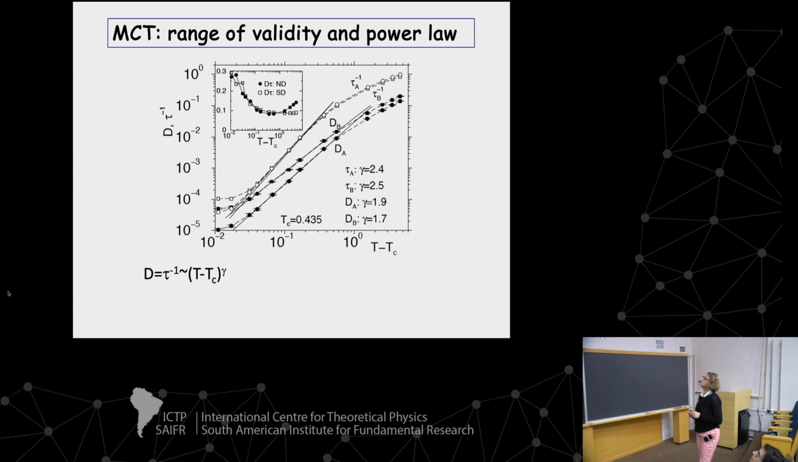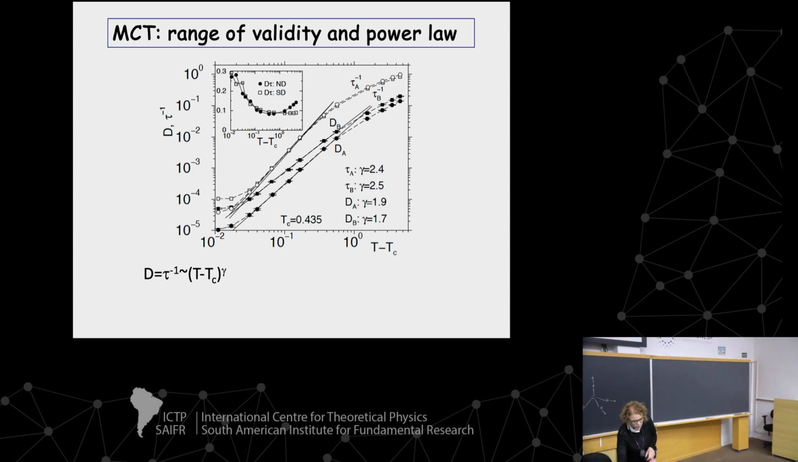And this, still for Kob-Andersen, is testing also the prediction that D should go like tau to the minus one, so it should be fitted with a power law. You see the linear part is a power law with gamma. But you see that there is a slight difference between D and tau here for this mixture that is due to the fact that, for example, there are hopping effects.